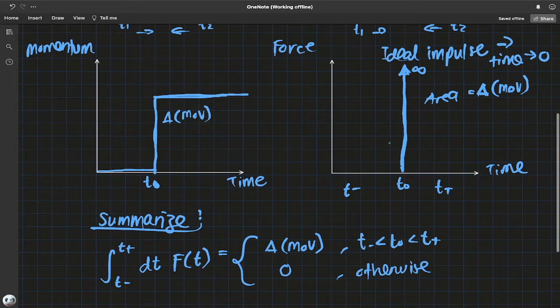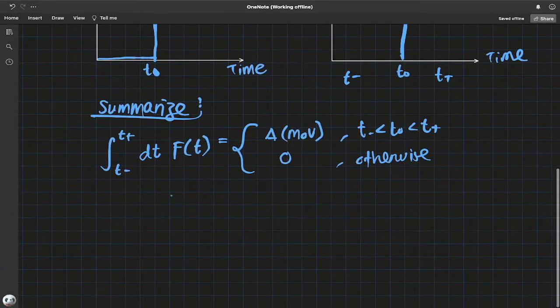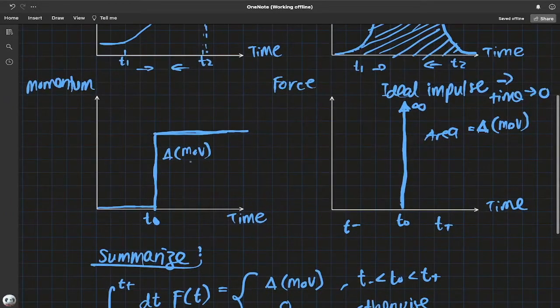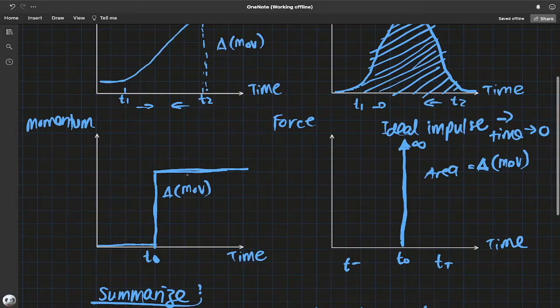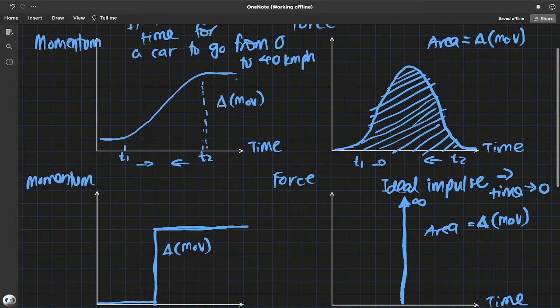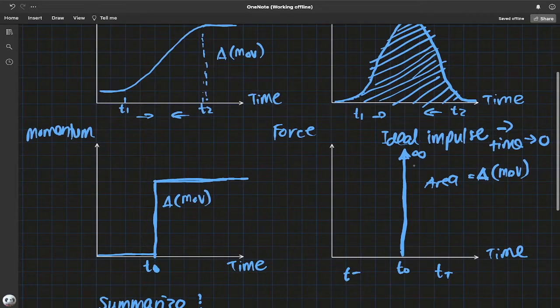Because we have a specific time value where the force is sort of infinite, because we're not giving it enough time to gradually increase, like what happens in the real world. We're just increasing it out of the blue.